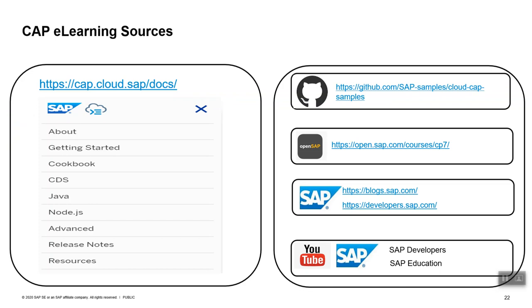These are various learning sources. You can learn more about CAP from the official documentation. They also have samples, and there is one openSAP course. You can go through the SAP community blogs, or you can also go through YouTube channels. I will add those links to the YouTube description.